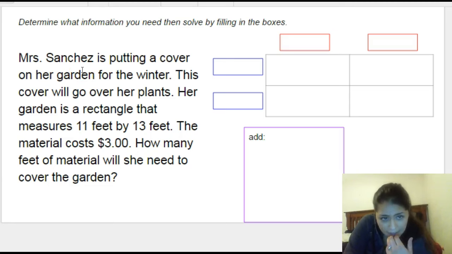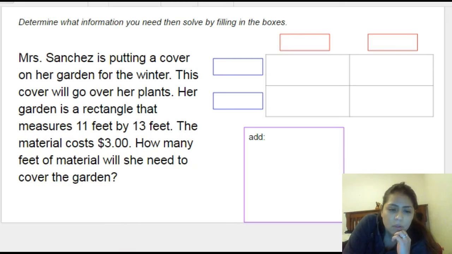The problem says, Miss Sanchez is putting a cover on her garden for the winter. So she's going to put something on top. This cover will go over the plants. Her garden is a rectangle that measures 11 feet by 13 feet. The material costs $3. How many feet of material will she need to cover the garden?